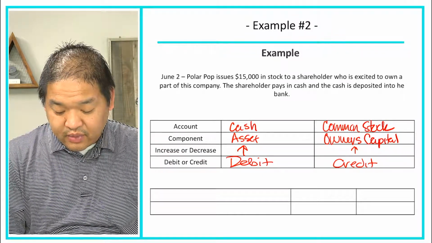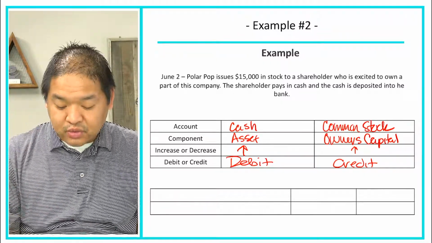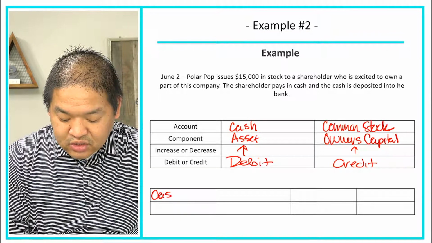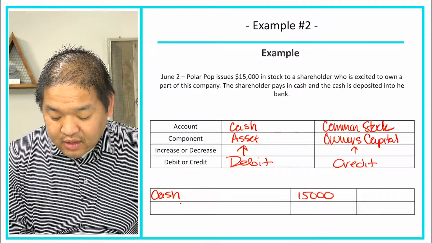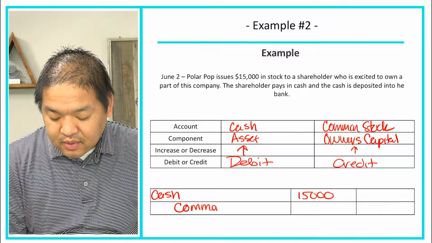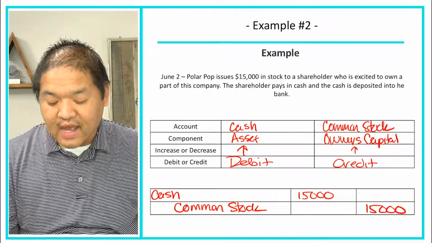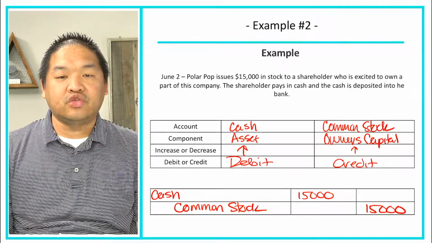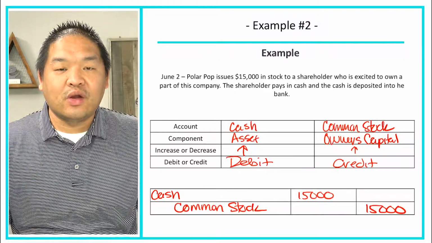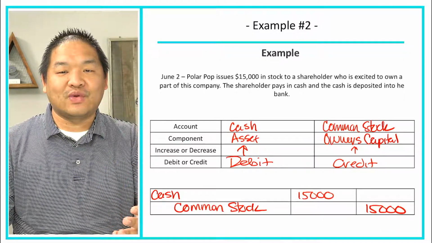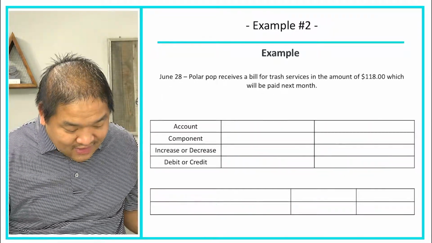So the debit and credit would look like this. For journal entries, the debits go before credits, so we'll do that. Debit cash for $15,000 and credit common stock for $15,000 as well. So that's our journal entry for this first one. Nothing has to do with income or expenses. So we'll move on to the next one where we probably will get something that has to do with income and expenses. All right, here we go.